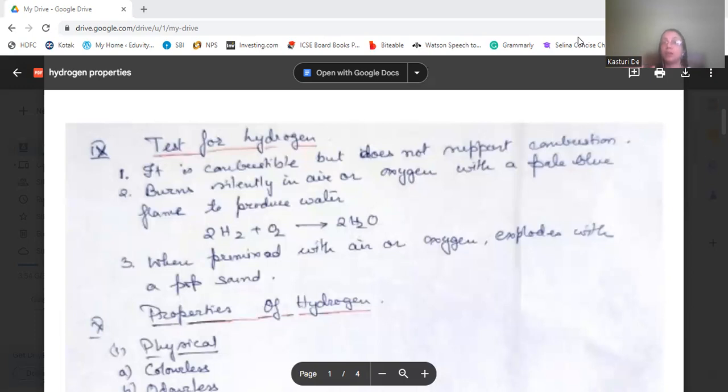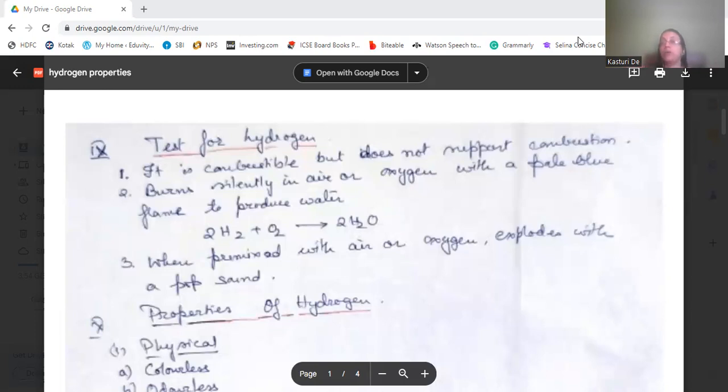This gas is combustible, but it does not support combustion. That is, it does not support burning, but it burns. And it burns with a pale blue flame. When it burns with a pale blue flame, it produces water. So the reaction is 2H2 plus O2 gives 2H2O, that is water. Now if it is pre-mixed with air or oxygen, then it can explode with a pop sound, that we can hear when we test the hydrogen in the laboratory.